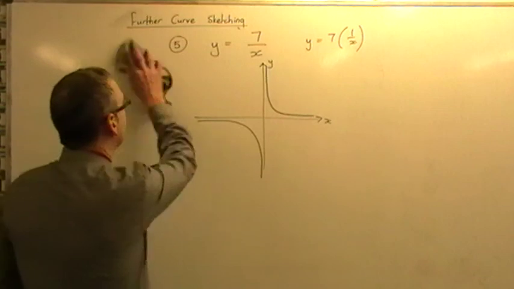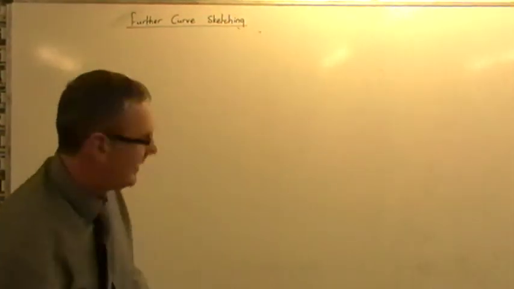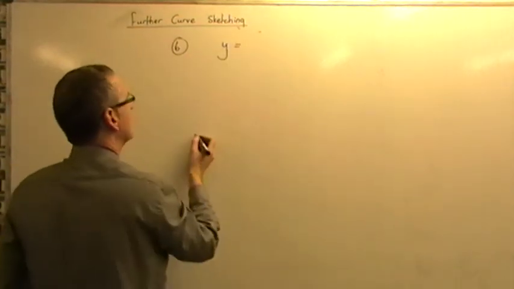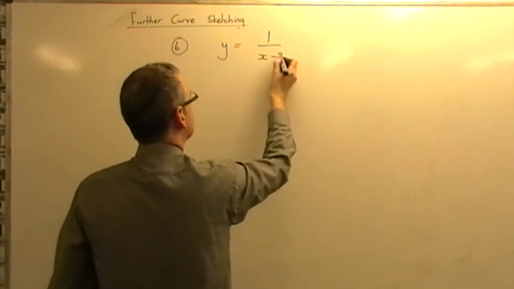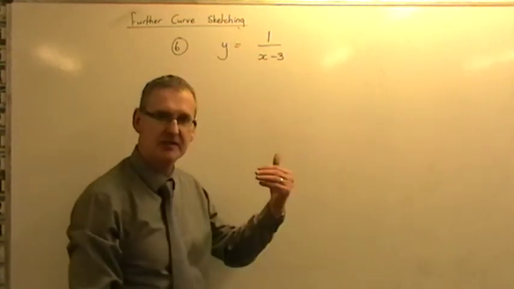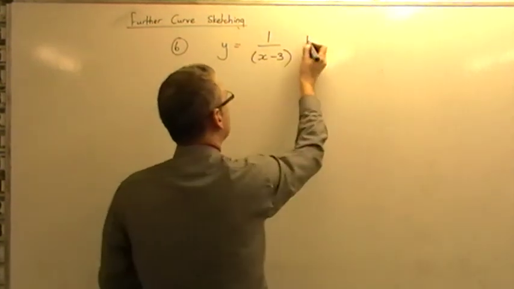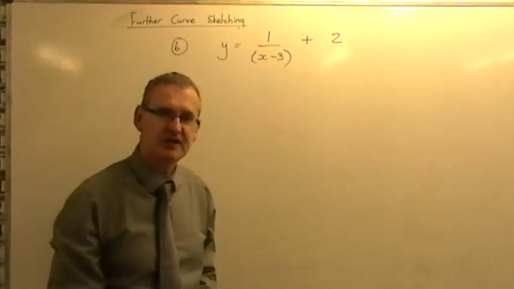Okay, I'll do one more, I think, number 6. Really, this is about as hard as you're likely to ever see. Y equals, what if I said to you 1 over x minus 3? So instead of 1 over x, I've got 1 over x minus 3 in a bracket, and then, let's say, plus 2. Okay, so this, again, is a reciprocal graph.